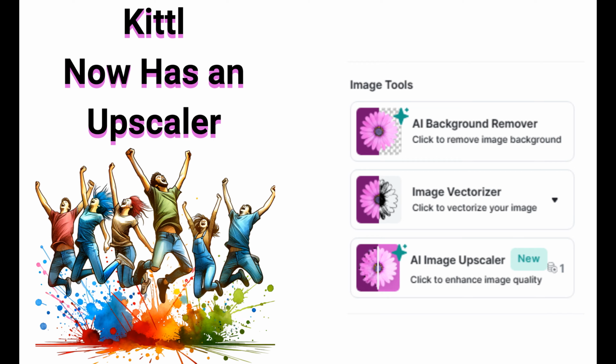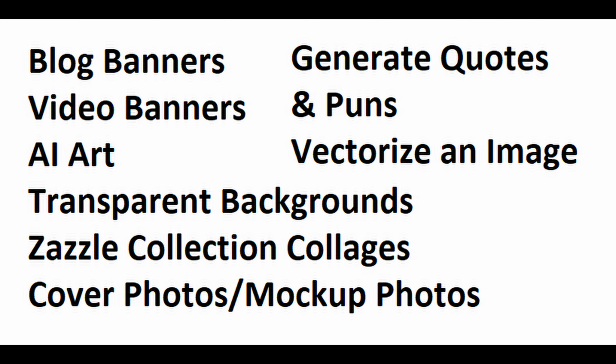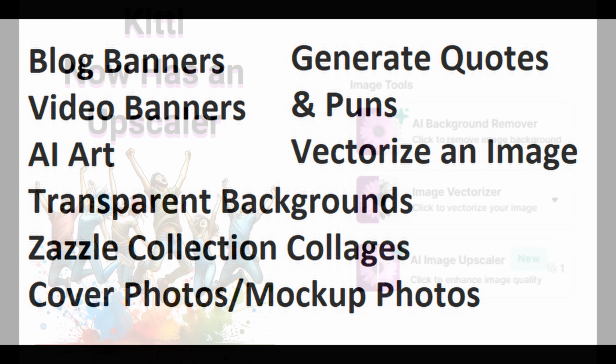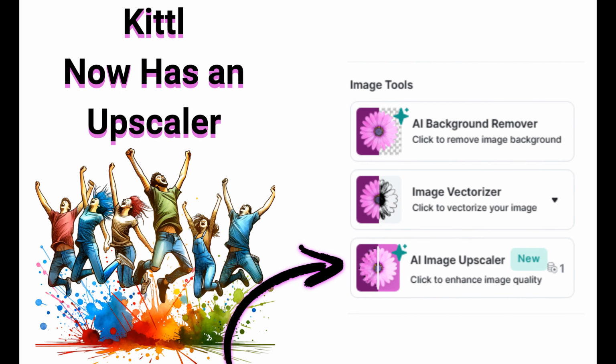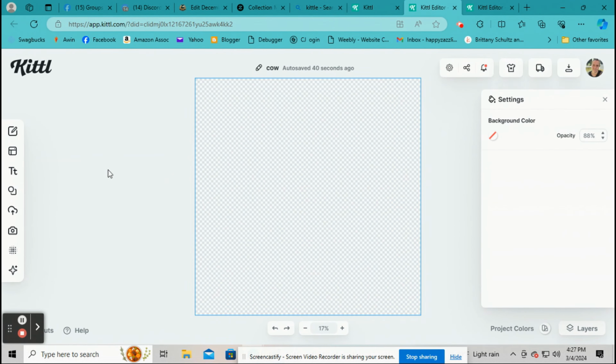You guys all know that I really love the website Kittl, and it's an AI generator, but it does so much more. I make banners for my blogs. I make art for my Zazzle products. So anyway, in the last month, I've done a couple videos on upscaling AI art, and now Kittl actually added an upscaler right onto their site. So let's see how it works.